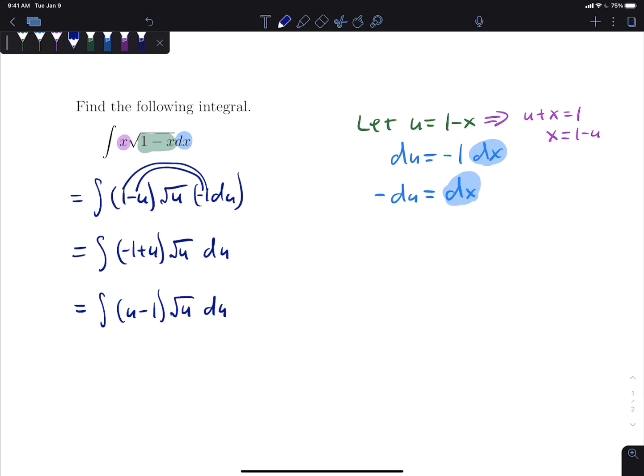And you may be wondering, has any of this helped us? It actually looks even more difficult than what we have up here. But it's actually not as bad, because under here you only have a single term, and it's u. So replace this entire square root of u with u to the half power. And this is going to give me the integral of u minus 1 times u to the half power du.